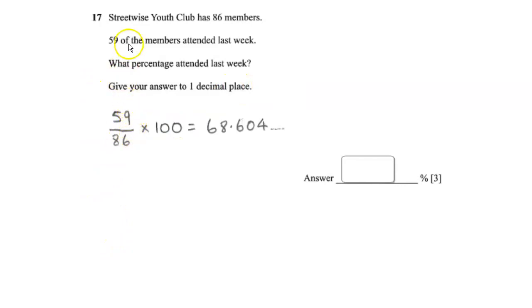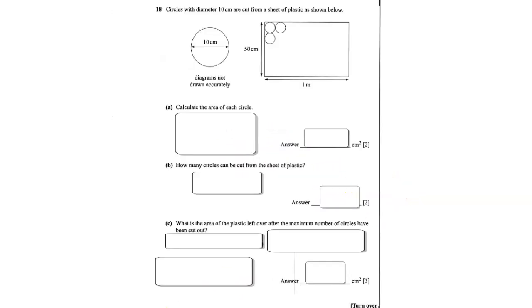So to work that out, it's 59 out of 86, which is written as a fraction there. And to change this fraction to a percentage, we times it by 100. 68.604 to one decimal place is just 68.6.